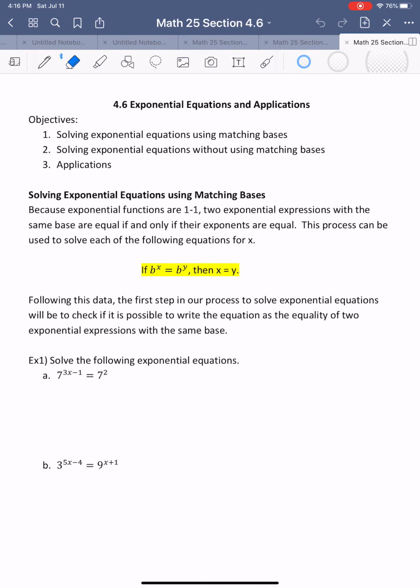Hello, this is 4.6, exponential functions and applications. The objectives for this section are: number 1, solving exponential equations using matching bases, and number 2, solving exponential equations without using matching bases, and applications.